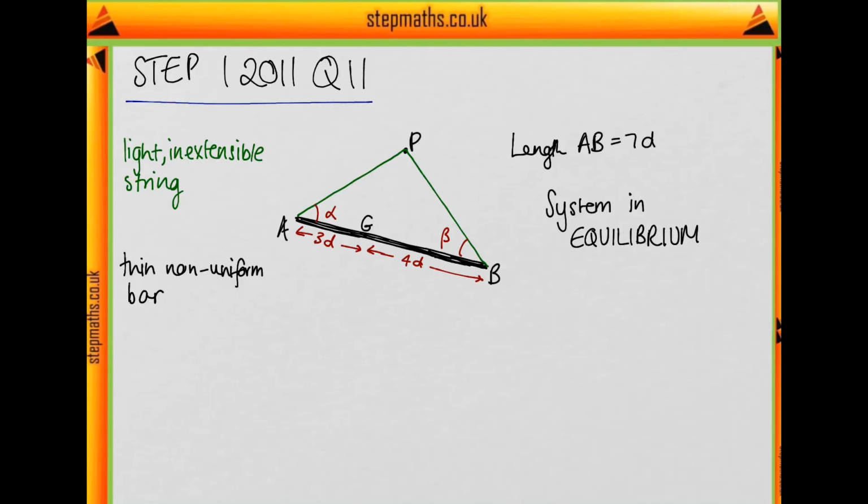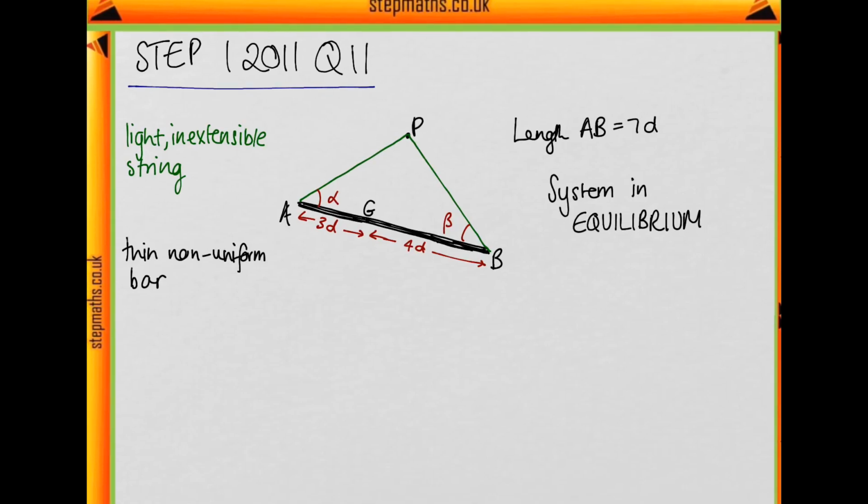This is Step 1, 2011, question 11. So we're told that we have a thin, non-uniform bar, AB, of length 7d. It has a centre of mass at the point G, where AG has length 3d. A light, inextensible string has one end attached to P and the other end attached to B, and the string is hung over a smooth peg P, and the bar hangs freely in equilibrium with the end B lower than the end A. I'm going to just draw the forces on this diagram.